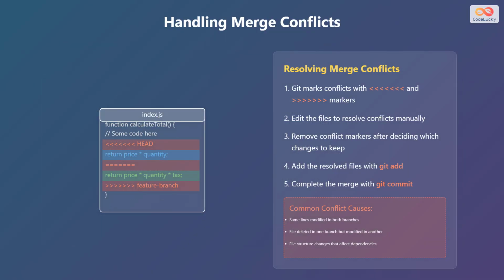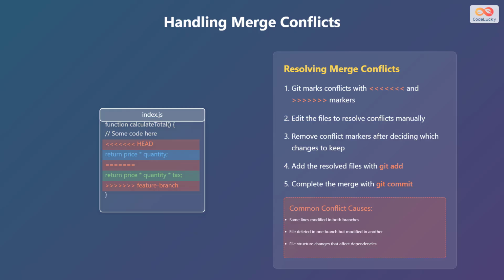Now let's see how to handle merge conflicts. Git marks conflicts with less than and greater than markers. Edit the files to resolve conflicts manually. Remove conflict markers after deciding which changes to keep. Add the resolved files with git add. Complete the merge with git commit.